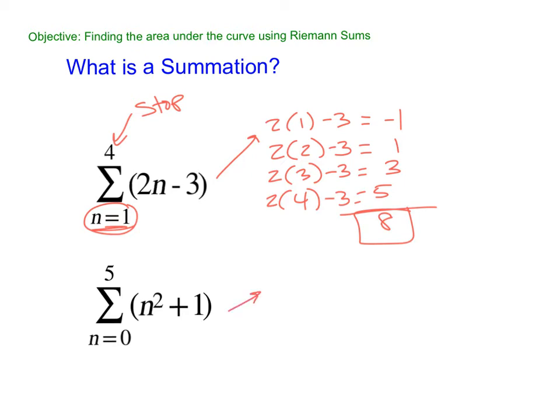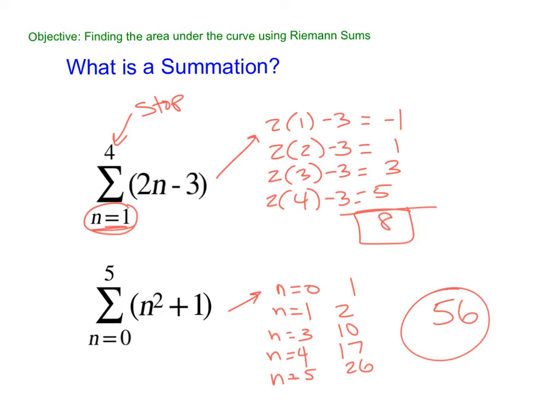So we plug in n equals 0, I get 1, n equals 1, I get 2, and so on, up to n equals 5, which is 26. So then I add those up. Let's see, I get 20, 30, 56. So my final answer is 56, right? So a summation, you're going to see this in some definitions, is the idea of adding a bunch of things up, like a list of numbers, is basically what a summation is.